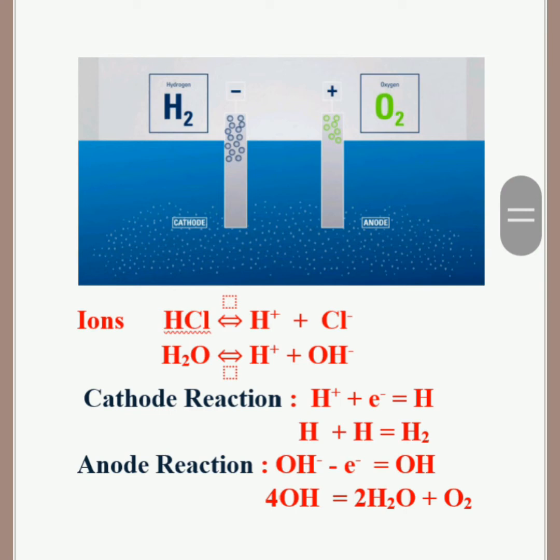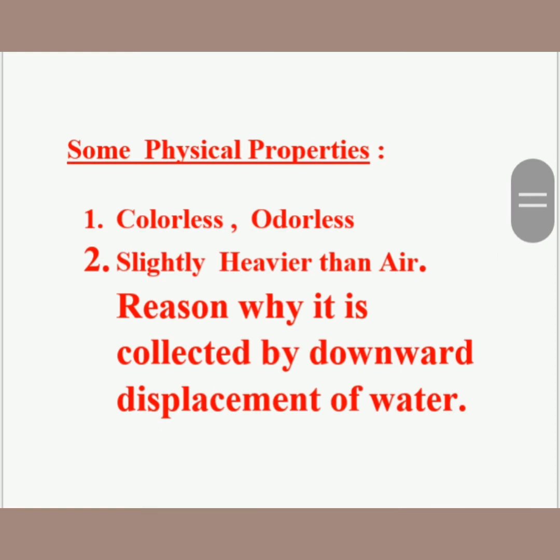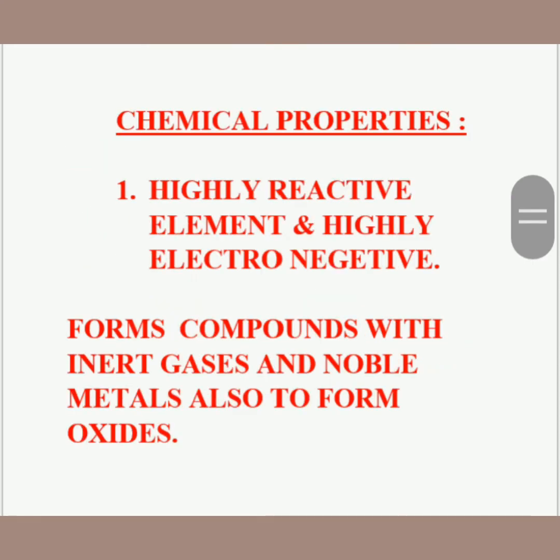Among the physical properties, some have already been discussed earlier in this video, and among the others, here are some. For example, oxygen is a colorless, odorless gas, slightly heavier than air, and that's the reason why each time it has been collected by the downward displacement of water. Let us now quickly make a tour over the wide range of chemical properties exhibited by oxygen.